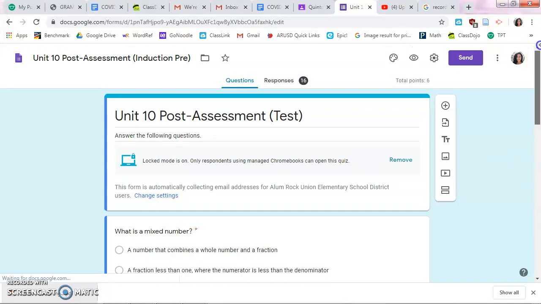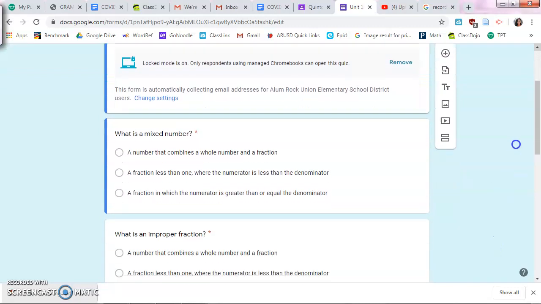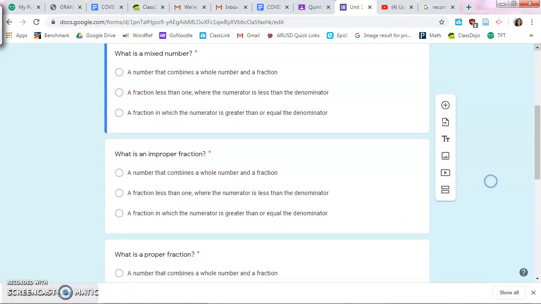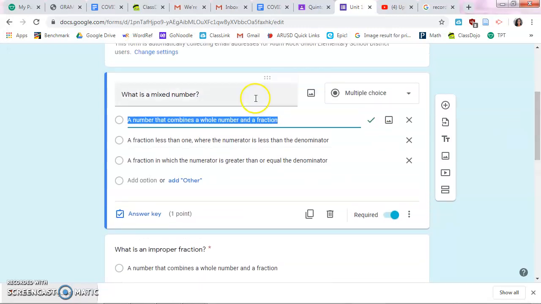And if you did not get a 6 out of 6, then you can make corrections to those ones that you messed up. Okay, so what is a mixed number? A mixed number is a number that combines a whole number and a fraction. For example, 2 and 1/4 or 6 and a half, those are mixed numbers.